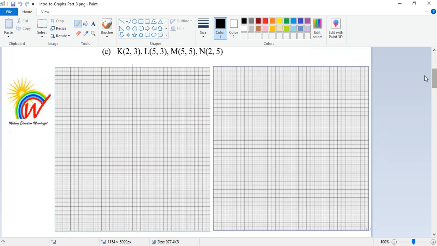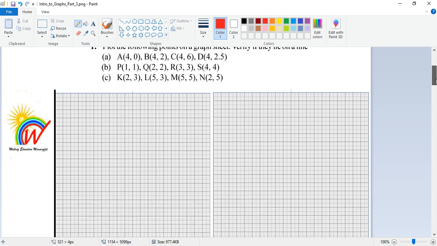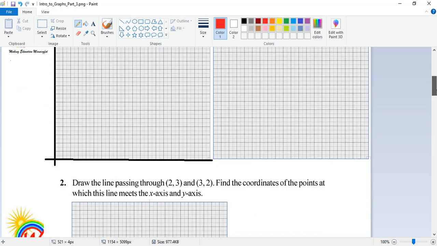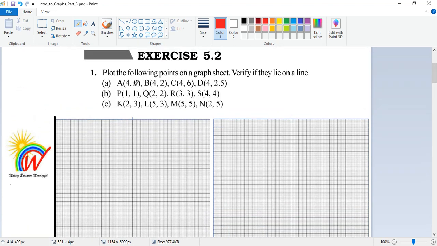So let me draw the x-axis, y-axis first. Let's say this is your y-axis and this is your x-axis. Now first let me plot the points. The first one says 4 comma 0. If you look at this point 4 comma 0, the first number, 4, lies on the x-axis and 0 lies on the y-axis. So you have to plot it that way.